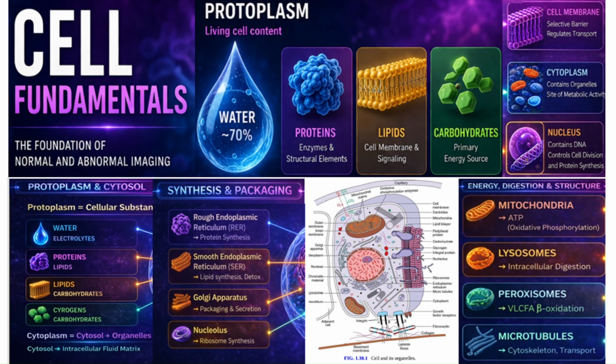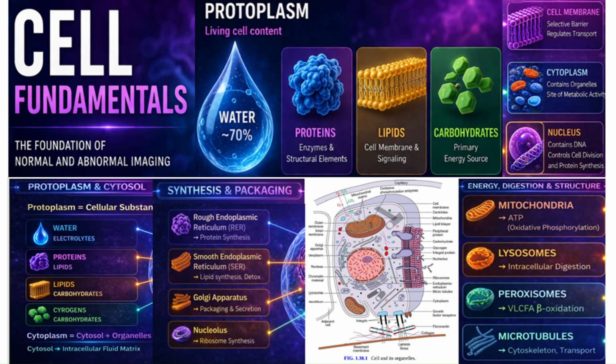The living content of the cell is called protoplasm. It is composed mainly of water, proteins, lipids, and carbohydrates. Water forms the major component and acts as a medium for biochemical reactions. Proteins function as enzymes and structural elements. Lipids form the cell membrane and participate in signaling. Carbohydrates serve as the primary source of energy.